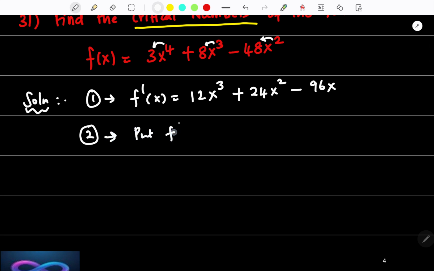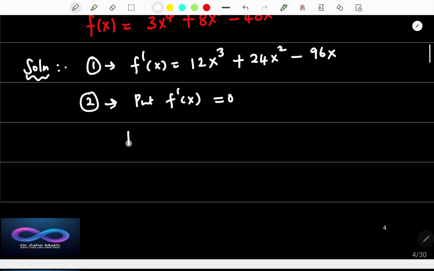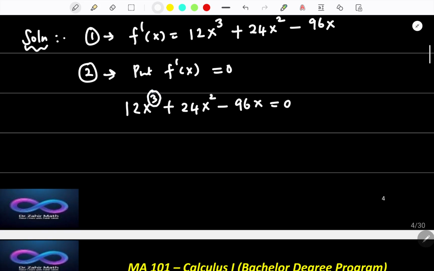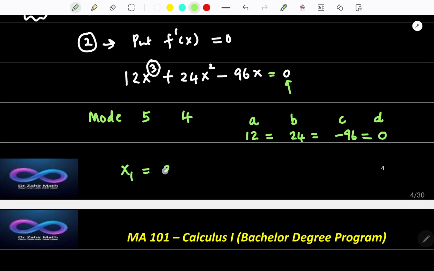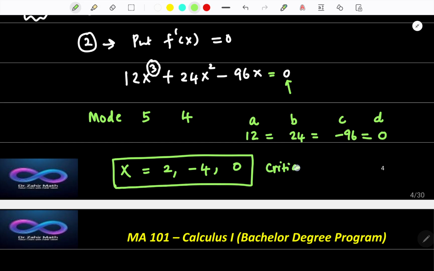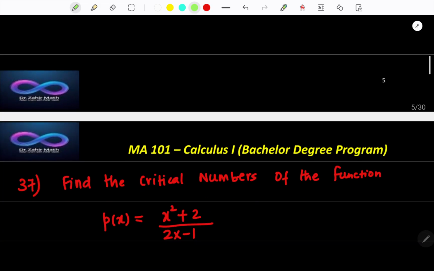Step number 2, put f dash of x equal to 0. When I put f dash of x equals 0, 12x cube plus 24x square minus 96x equals 0. This is a cubic equation, so use mode 5 and then 4. The calculator will ask you A, B, C, D. A is the coefficient of x cube, which is 12. B is 24, press equal, minus 96, press equal. There is no constant, so press 0. If you press equal, you will get x1 equals 2, x2 equals minus 4, and x3 equals 0. These 3 points are called critical points. So easy compared to the remaining exercises, right?